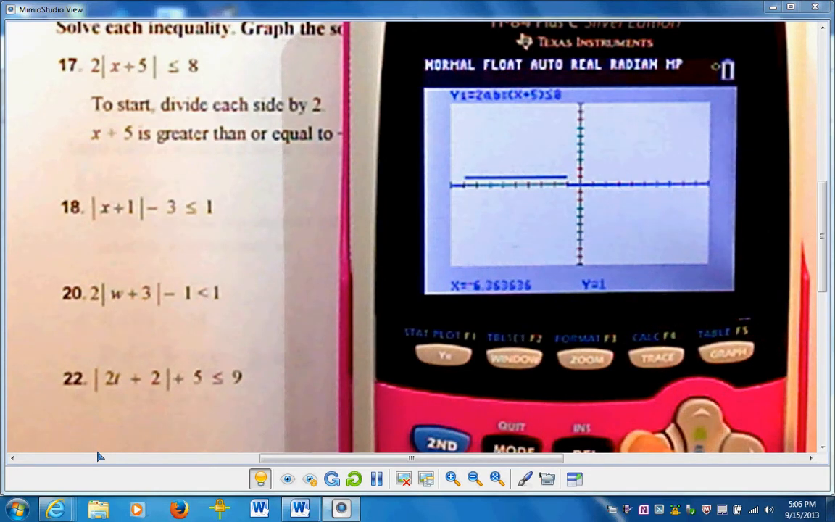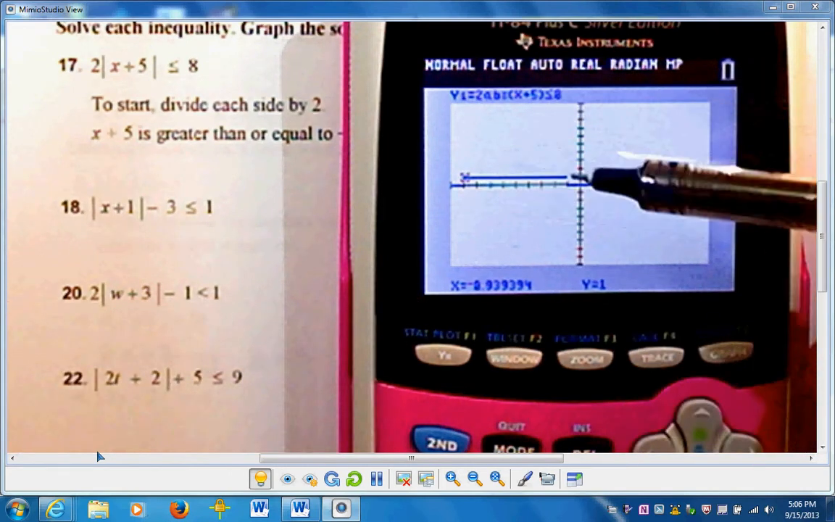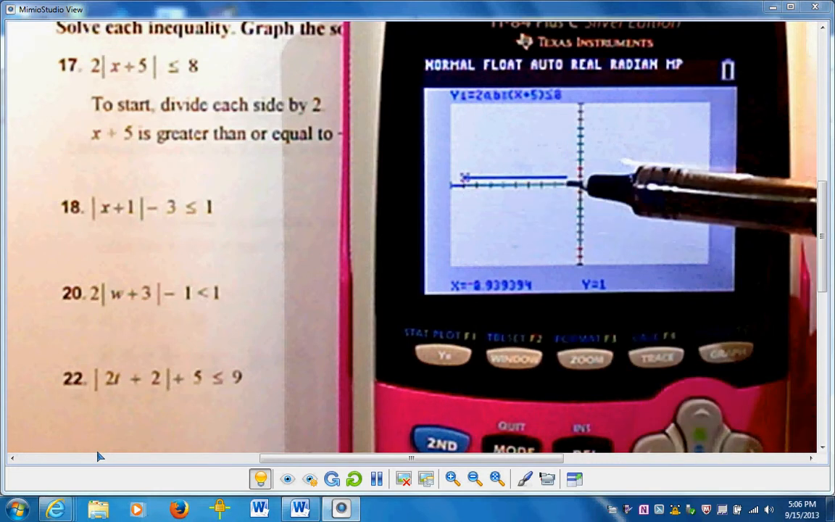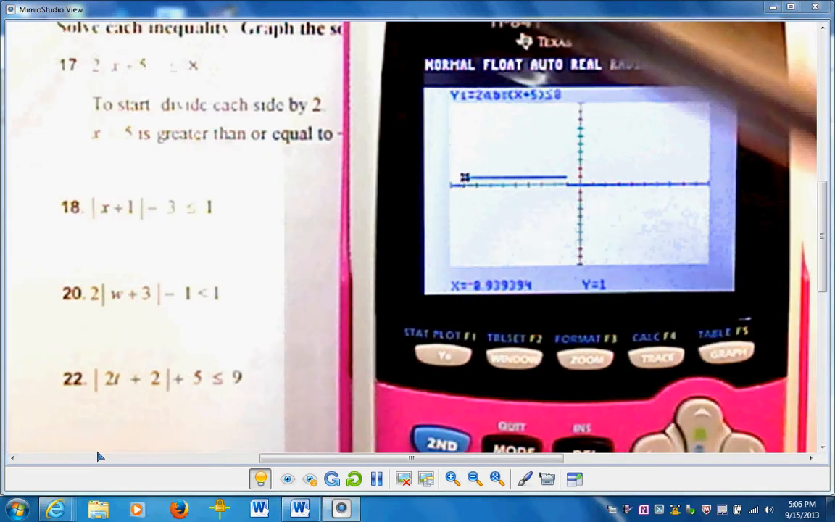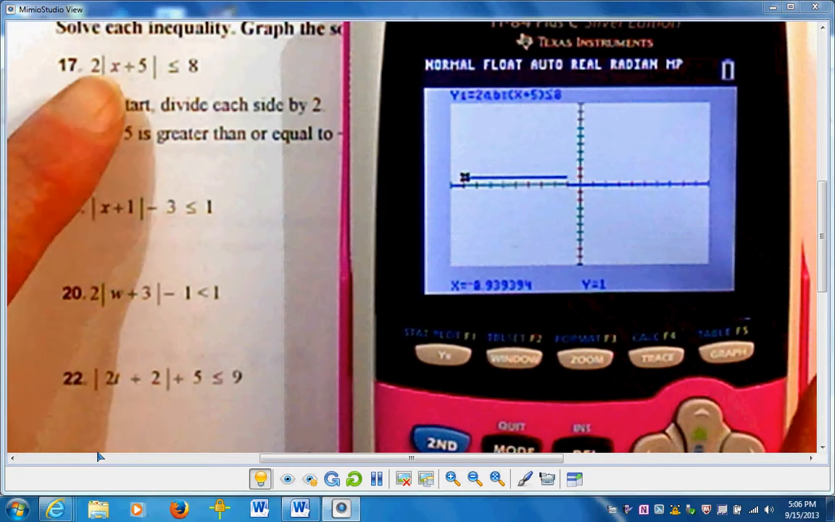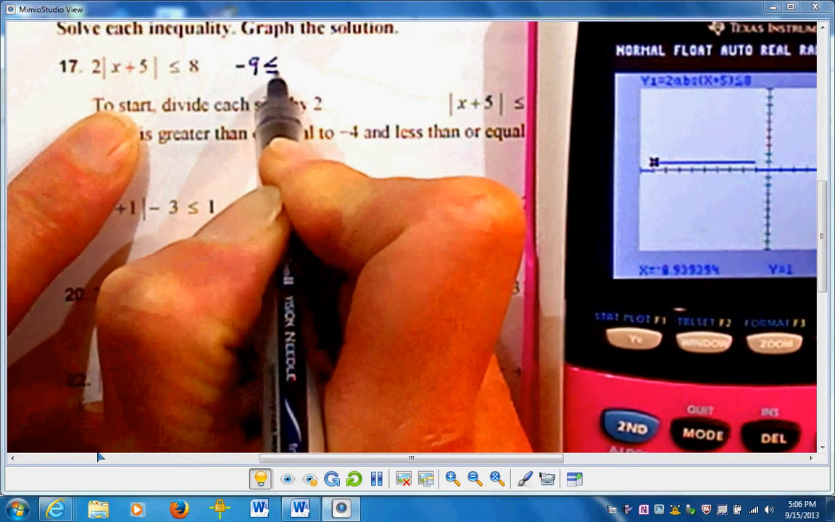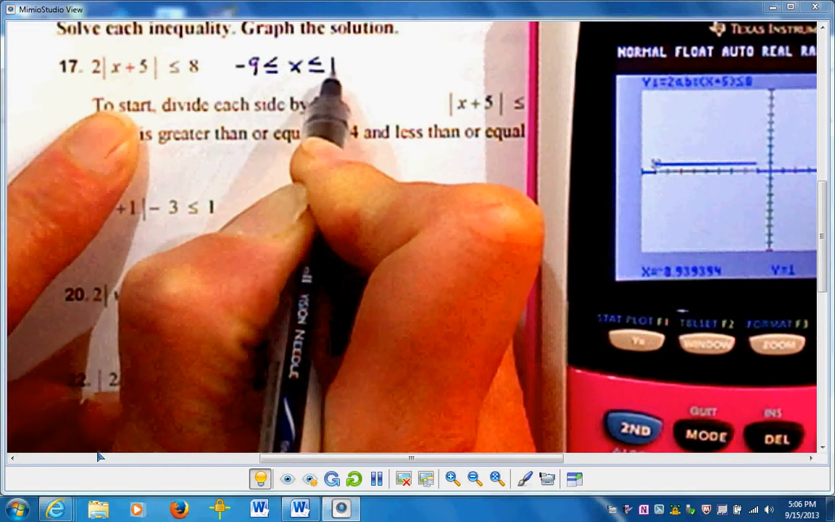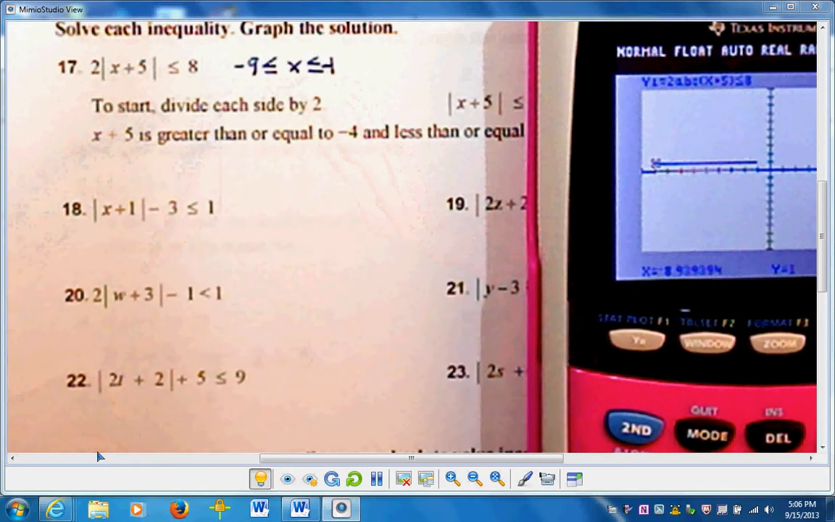And it continues all the way to, okay, so that drops down at negative 9. So every number from negative 9 to negative 1 is going to make this equation valid. Okay, so just remember what I did. Notice how that's in between, like that. So I'm going to write my answer as negative 9 less than or equal to x less than or equal to negative 1. It's all numbers in between those two numbers.